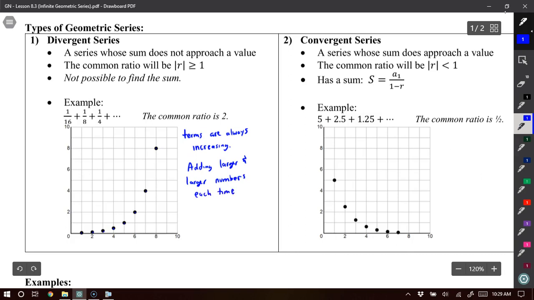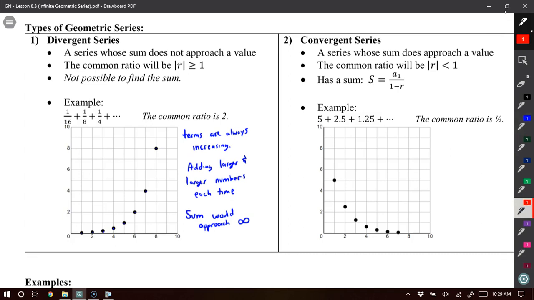Well, if I keep adding larger numbers and larger numbers and larger numbers every single time, then the sum, it would approach infinity because the numbers are getting bigger and bigger and bigger and bigger each time. But we don't say the sum is equal to infinity. We say no sum. And so when you have a divergent series, it is not possible to find the sum.